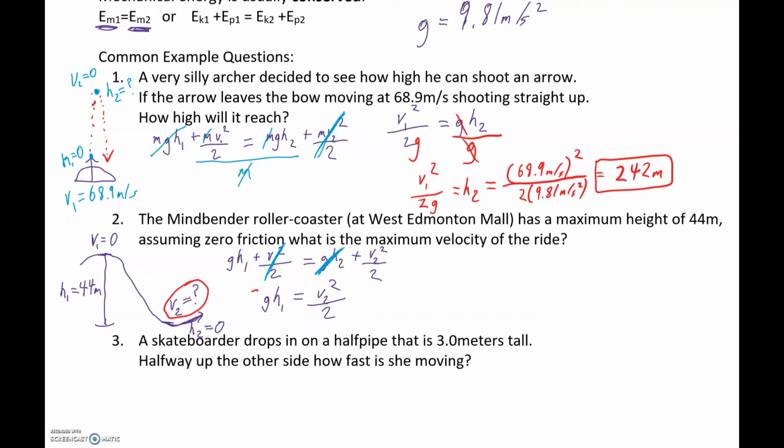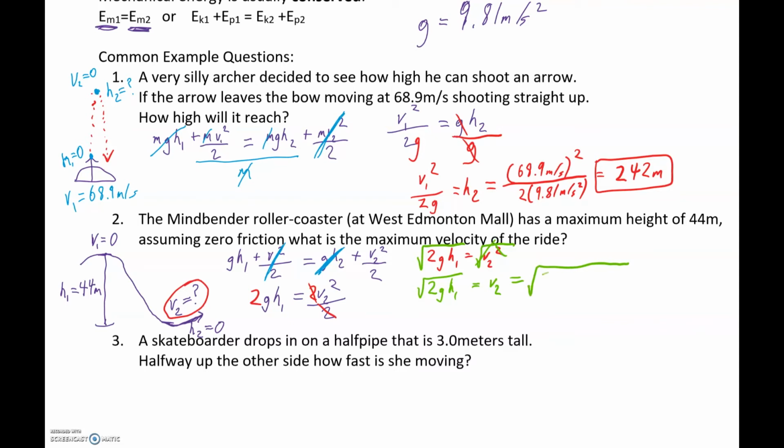So if we multiply by 2 on both sides, it lets us cancel. So let's rewrite that out. 2G H1 equals V2 squared. Now we have a little squared there, and that's no good. We want to get rid of that, so we need to square root on both sides. Square root lets us cancel with the squared. So now we're left with square root of 2G H1 equals V2.